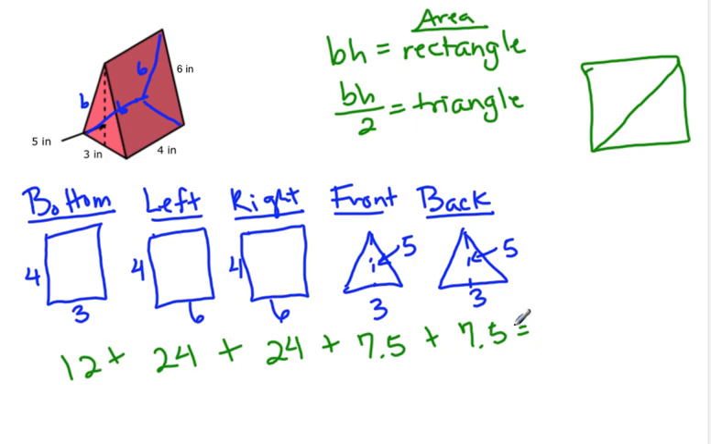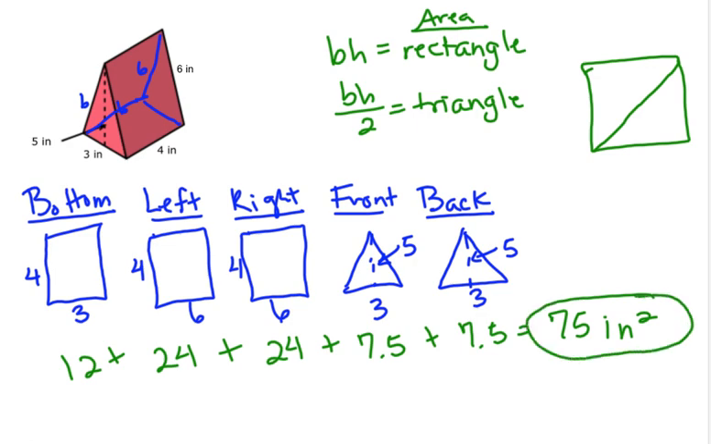And then we're just going to add them up straight across. So you have 12 plus 24 plus 24 plus 7.5 plus 7.5 equals 75. And it's inches squared. And let's move on to the next problem. We're going to circle our answer.